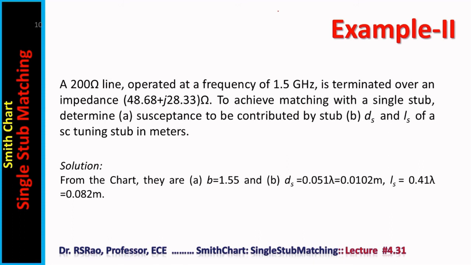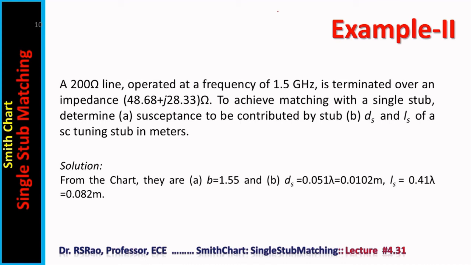A 200 ohm line operated at a frequency of 1.5 gigahertz is terminated over an impedance 48.68 plus j28.33 ohms. To achieve matching with a single stub, determine A, susceptance to be contributed by the stub, B, distance and length of the stub in meters. From the chart, it can be found that susceptance to be contributed by the stub is 1.55. This is the answer for A. Answer for B is ds is equal to 0.0102 meters and ls is 0.082 meters.